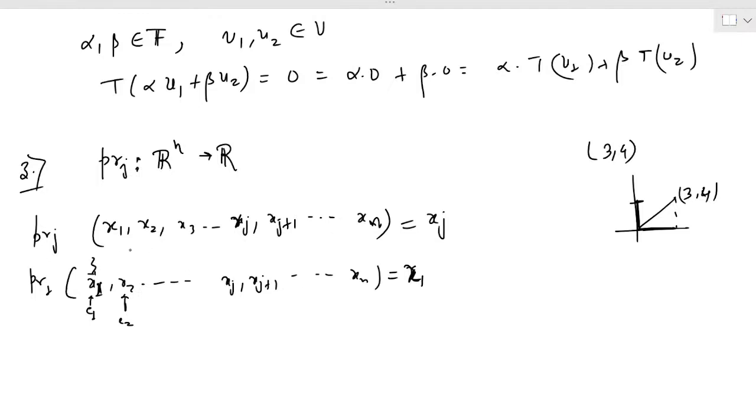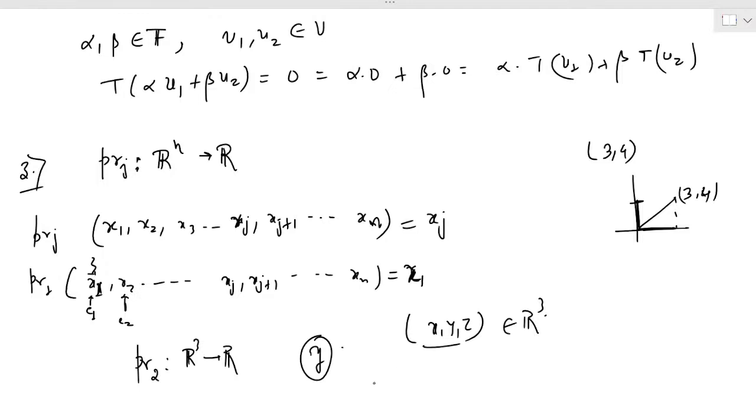So what does PRj do? PRj would return me xj. Let's say for example, for 3 dimensions, if I'm doing PR2, and I want to write it from R cube to R, what is it going to return me? It is going to return me the y coordinate. Because in xyz in R cube, if I apply PR2, it is going to return me simply y.